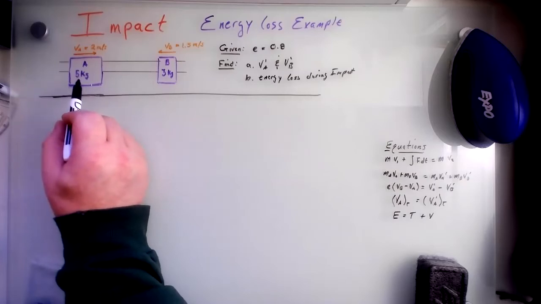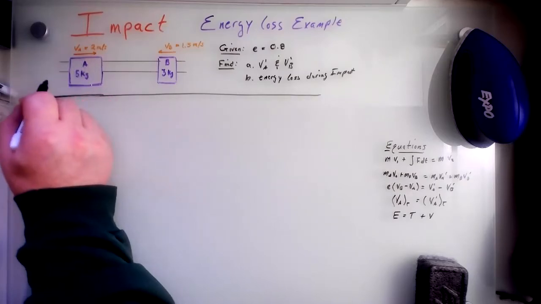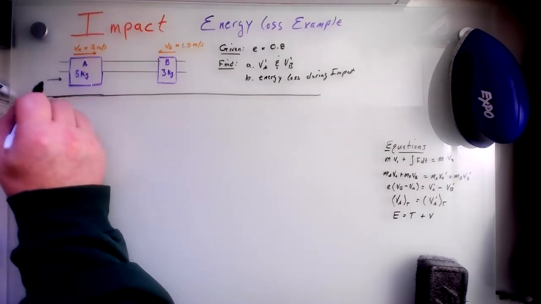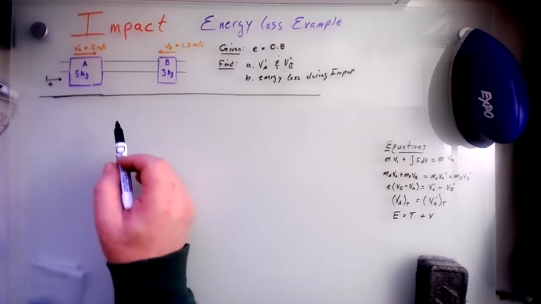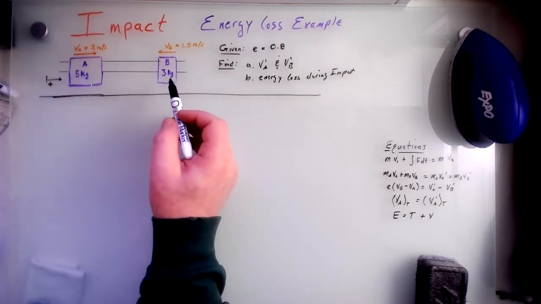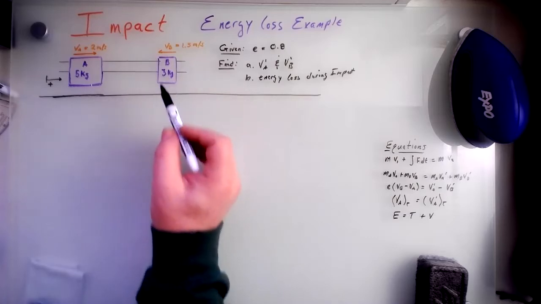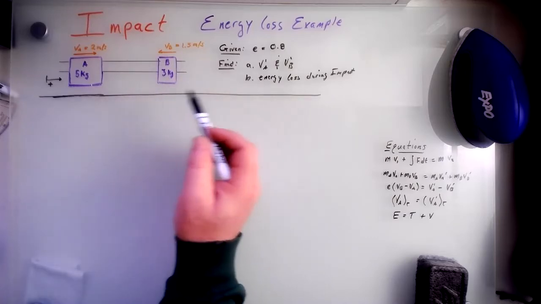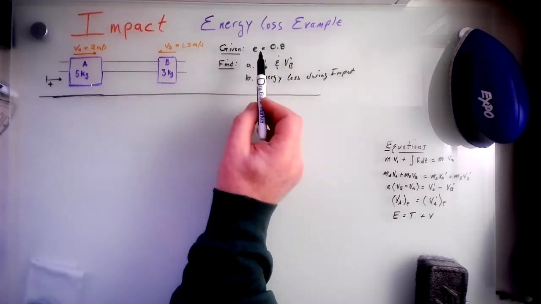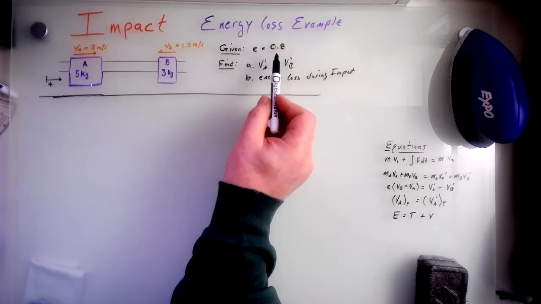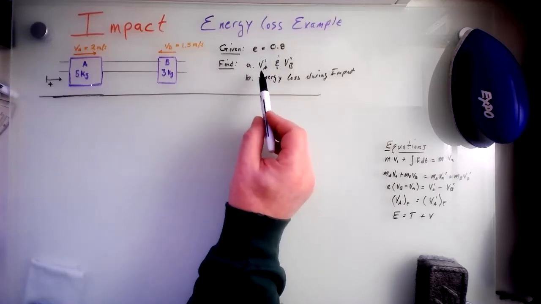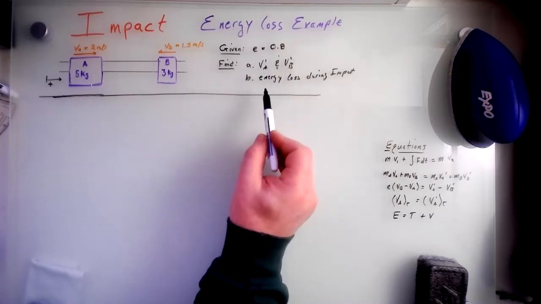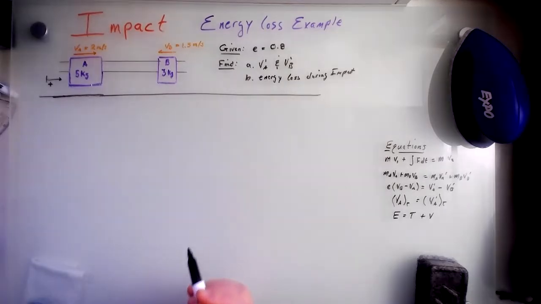Block A is 5 kilograms. It's heading to the right. Let's call the right positive. It's heading to the right at 2 meters per second. Block B is going to the left at 1.5 meters per second. We are given that the coefficient of restitution is 0.8, and we're asked to find the velocities after impact and the energy loss during impact.